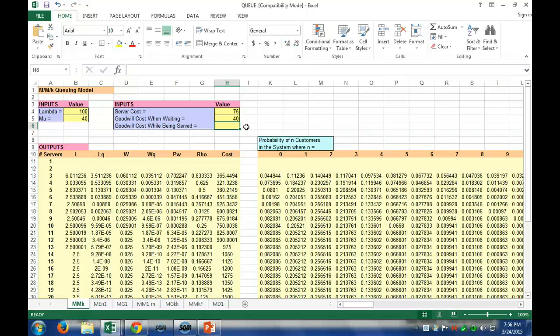So the goodwill cost while waiting is $40. Let's say when being served it's a little less, and we'll say it's 25. So what this is factoring in is both the server cost and the goodwill cost when waiting and goodwill cost while being served, by multiplying by the average number of customers waiting in line and the average customers being served. And I'm coming out with these values.